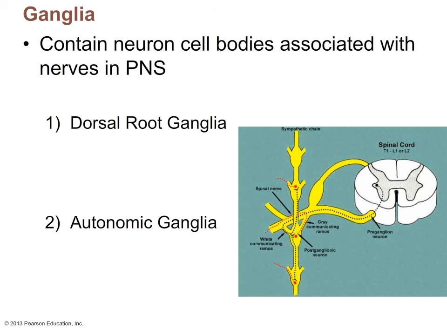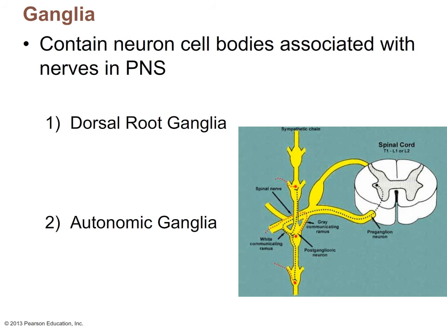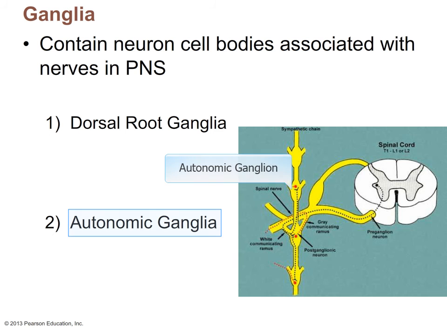Other structures that are part of the peripheral nervous system include the ganglia. Remember, a ganglion is a collection of neuron cell bodies that's located outside the central nervous system. And there are two places where we have ganglia. One place is within the dorsal root ganglion, which connects to the spinal cord. And remember, the dorsal root ganglion contains the cell bodies of sensory neurons. Another type of ganglion that we'll discuss in the next chapter are the autonomic ganglia.